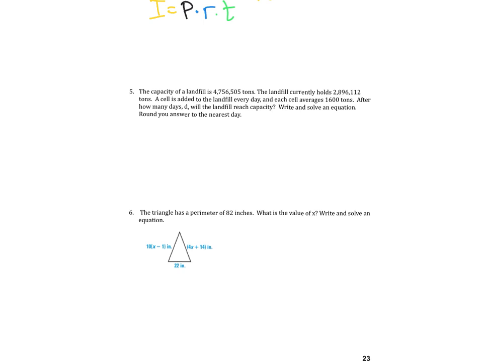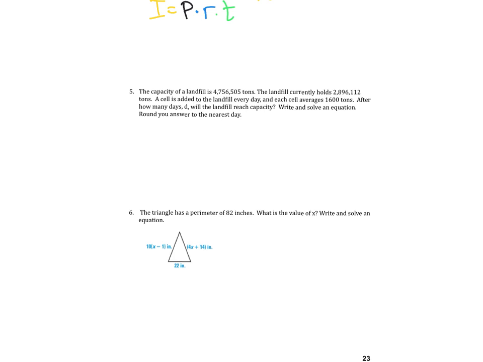For number 5, the capacity of a landfill is 4,756,505 tons. The landfill currently holds 2,896,112 tons. A cell is added to the landfill every day, and each cell averages 1,600 tons. After how many days will the landfill reach capacity? Write and solve the equation.